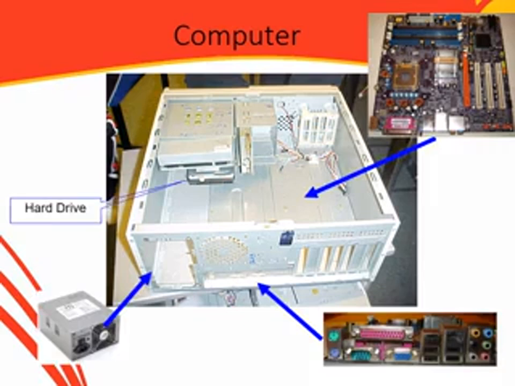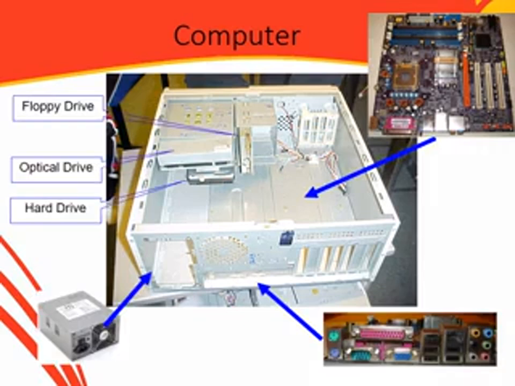Now inside the computer here again, you can see the power supply goes right here, and the motherboard, there it is, and this is the back part of it. It would come out here, and here is the hard disk drive, and there is the optical drive, and here is the floppy disk drive.